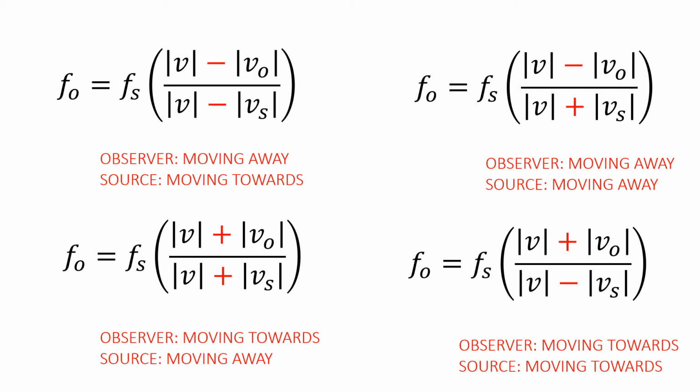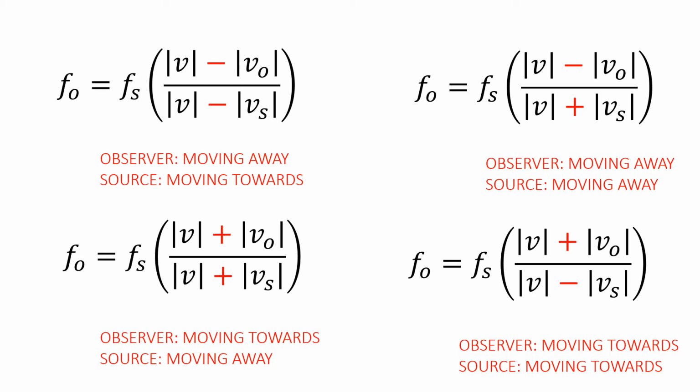Since the velocity of the observer is on the top of the equation, when the observer is approaching, in order to make the frequency higher, you will add the velocity of the observer to the velocity of the wave. And if they are going away from the source, you will subtract the velocity of the observer from the velocity of the wave. The velocity of the source of the wave is on the bottom of the equation, so the opposite is going to be true.